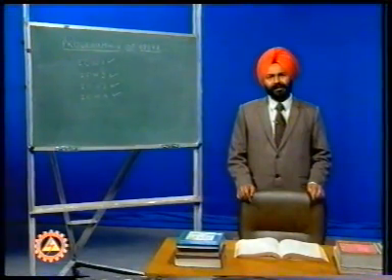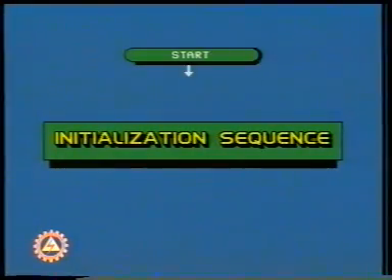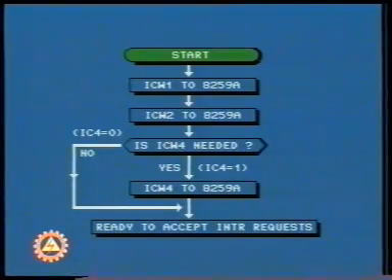Now let us see the sequence of these initialization command words to be given to the controller for initialization. To initialize the controller, ICW1 is sent by the microprocessor to the controller, followed by ICW2.